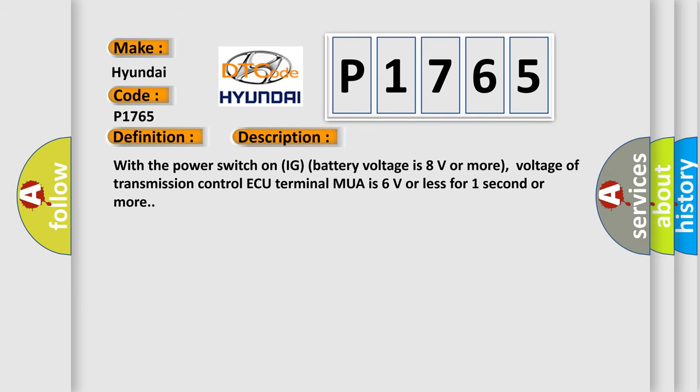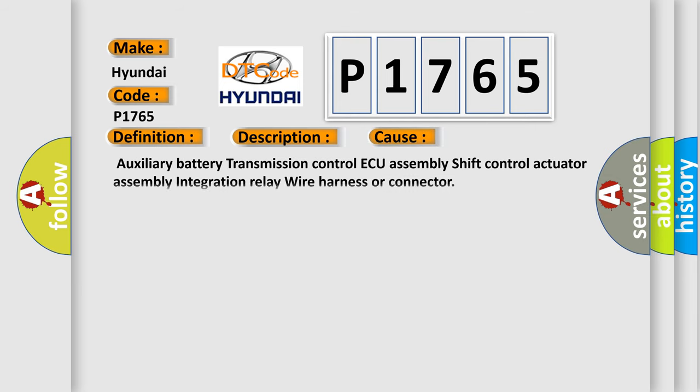With the power switch on, IG battery voltage is 8 volts or more, and voltage of transmission control AQ terminal MUA is 6 volts or less for 1 second or more. This diagnostic error occurs most often in these cases: auxiliary battery, transmission control AQ assembly, shift control actuator assembly, integration relay, wire harness or connector.